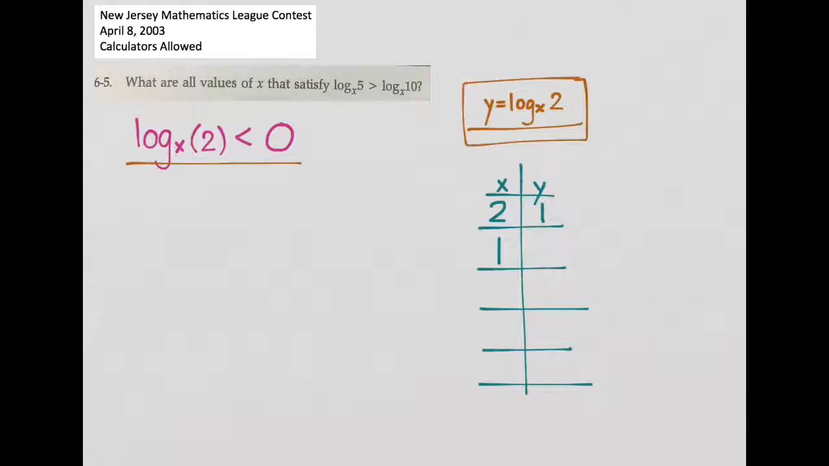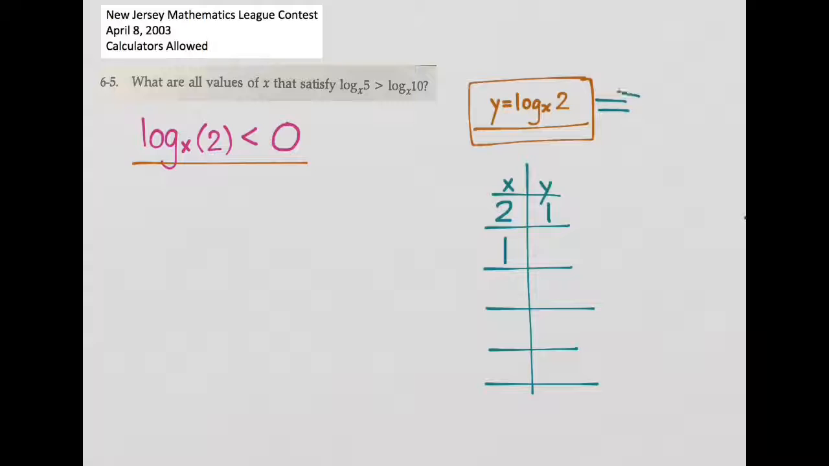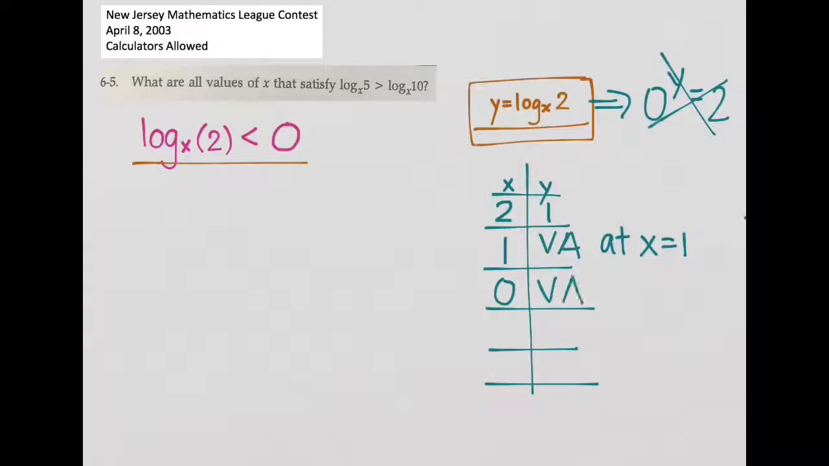When x equals 1, well, in that case, this equation turns into 1 to the power of y equals 2. And that doesn't make much sense because 1 to anything will always be 1. So this will never happen. Therefore, there's actually a vertical asymptote at x equals 1. When x is 0, this equation turns into 0 to the power of y equals 2, which once again doesn't make much sense. So there's a vertical asymptote at x equals 0.